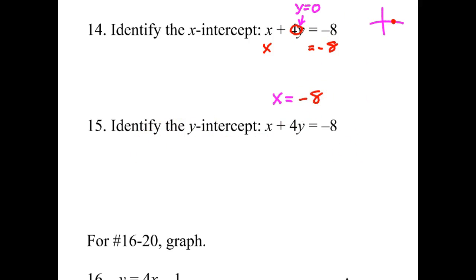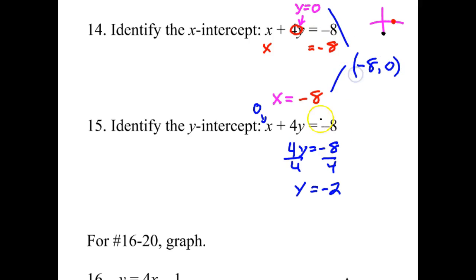And same idea for the y-intercept. If we want to find the y-intercept, when you're on the y-axis, the x-coordinate is always 0. So we plug in 0 for x. So we get 4y equals -8. 4 times 1 is -8. So divide by 4. y equals -2. Okay? And we could write this as, take our x and our y, that's -8, 0. And for the other, our x is 0, and our y is -2. So that's the actual coordinate of the x-intercept and y-intercept.